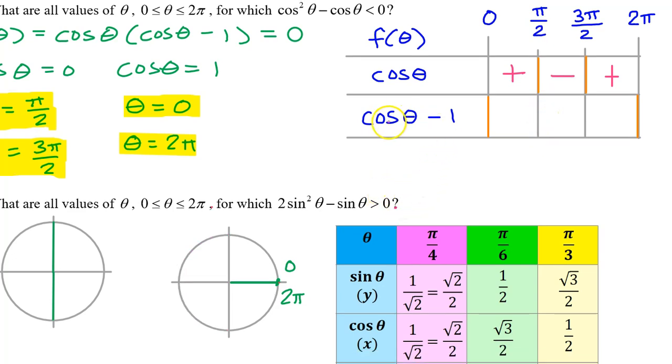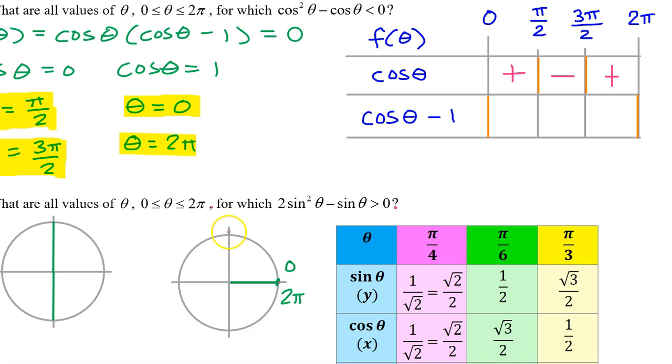Now let's decide if cosine theta minus 1 is positive or negative in this interval. Notice that it's only one interval that we need to check, from 0 to 2 pi. We put orange marks here to remind us that these are the only two places where cosine theta minus 1 is equal to 0. So these are the only places where cosine theta minus 1 might have changed signs. There will be no sign changes on the interval from 0 to 2 pi. It'll either be plus plus plus or minus minus minus. So we really can pick any test value except for 0 or 2 pi.